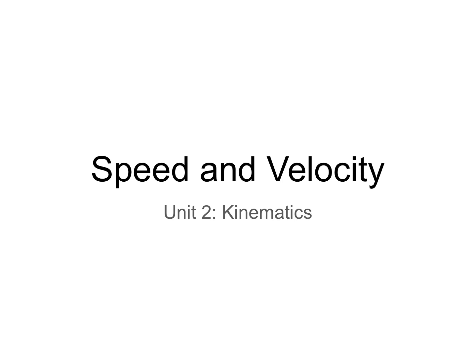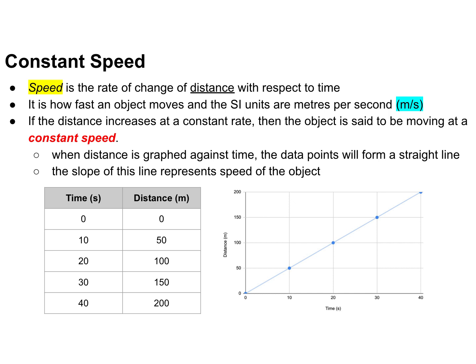The next topic in this unit is called speed and velocity. So first, the definition of speed: it's the rate of change of distance with respect to time. So it's how fast the distance the object is traveling is changing, basically. It is how fast an object moves, and the SI units are meters per second.